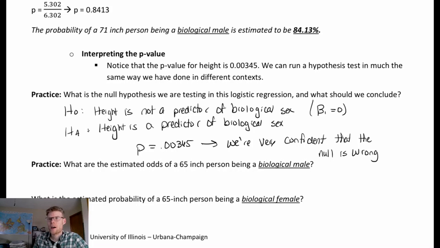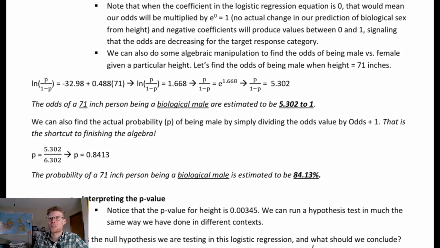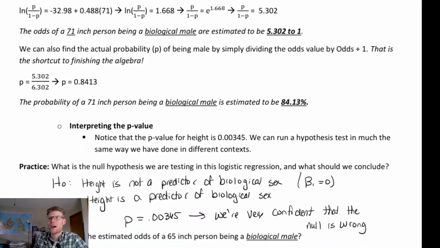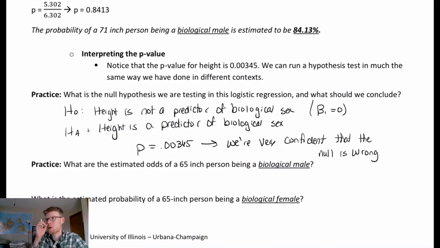All right, this is a good place for you to practice your mathematical calculation to see how well you understood some of the stuff that we did. I'd encourage you to pause the video for a second and see if you can solve: what are the odds of a 65-inch person being a biological male, and then secondly, what is the estimated probability of a 65-inch person being a biological female?